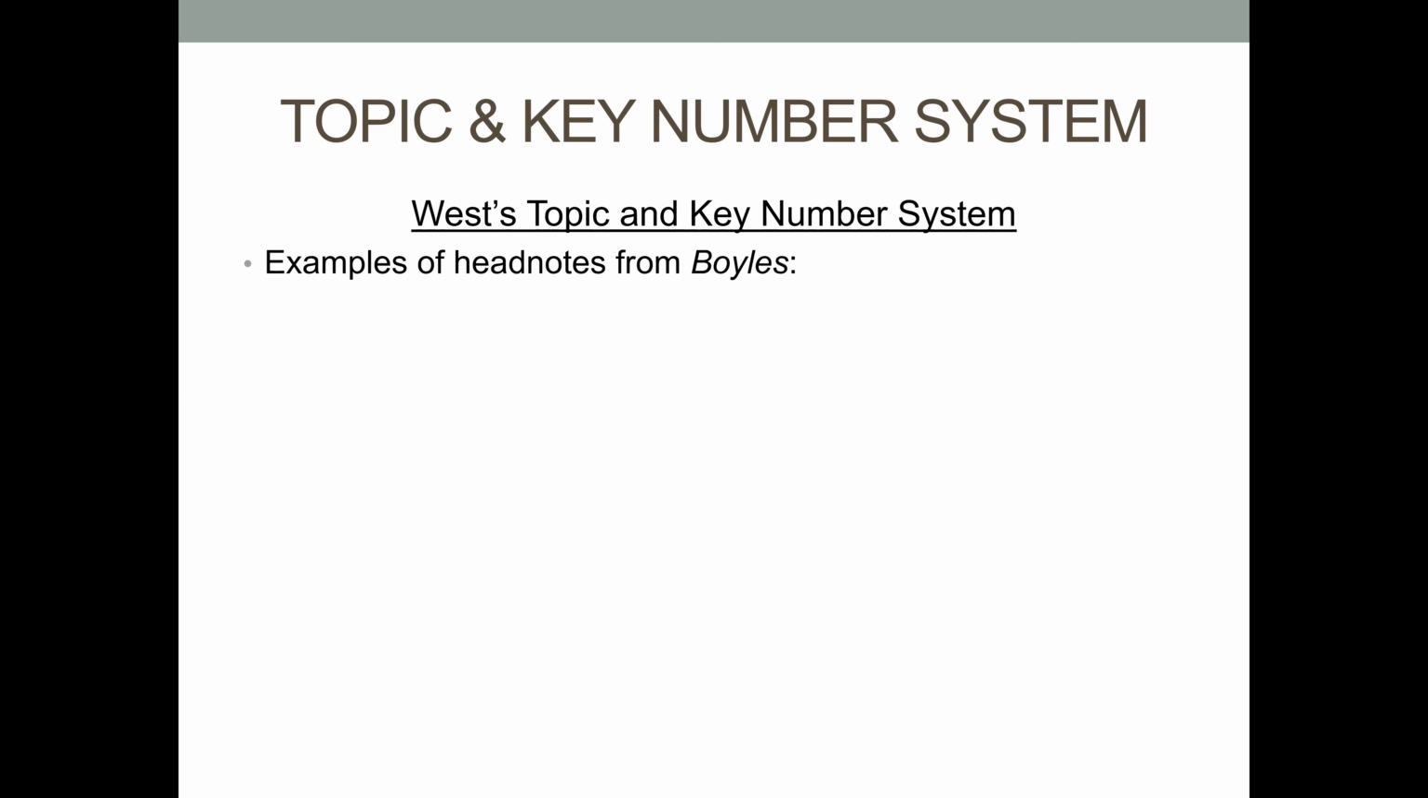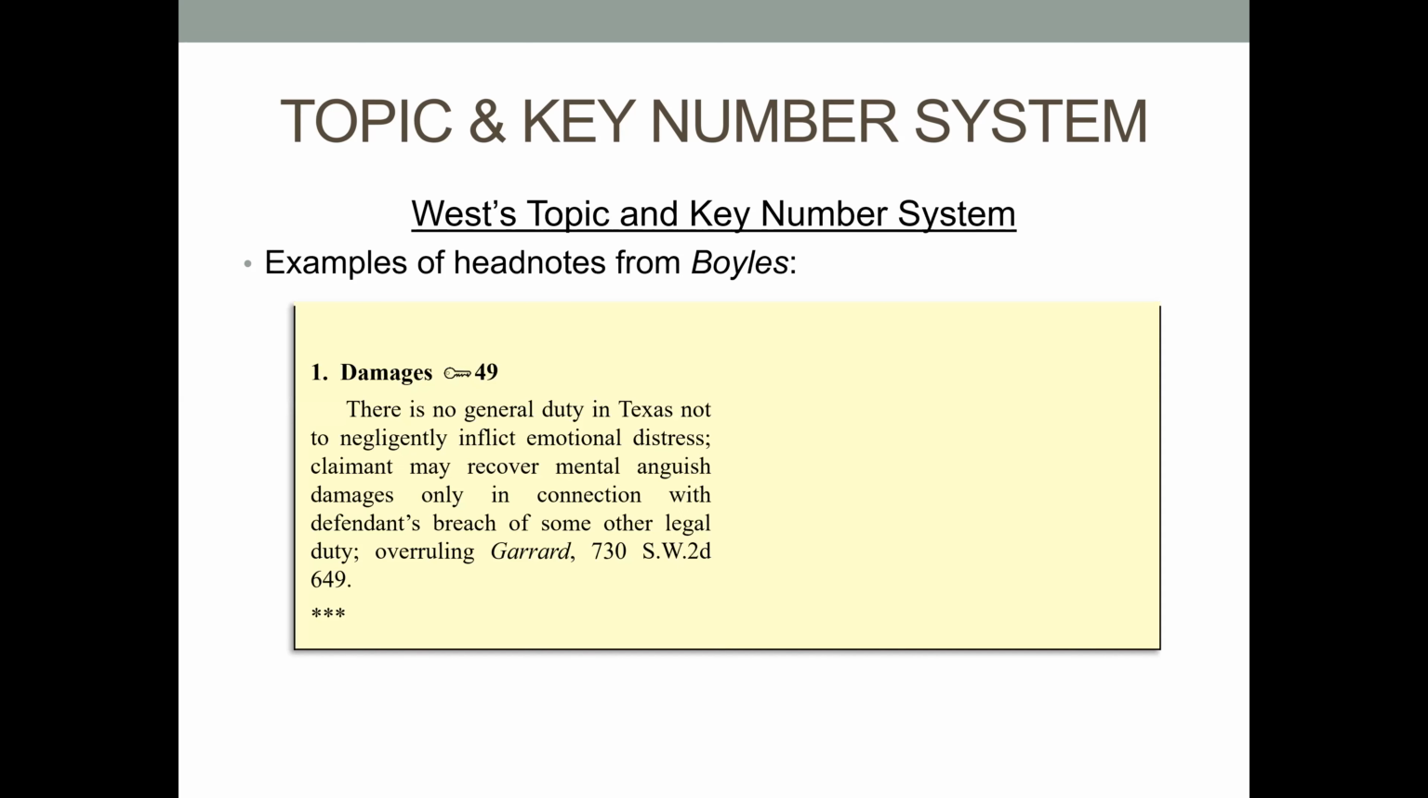So let's go back to the head notes from the Boyles versus Kerr opinion and see what this looks like. Here's the first head note that we looked at earlier. It's head note 1 because it's got a numeral 1 at the very far left of the heading. But here we have a word next to the head note number, and it's damages. That's telling you that in West's topic and key number system, this summarized point of law here falls under the major topic damages.